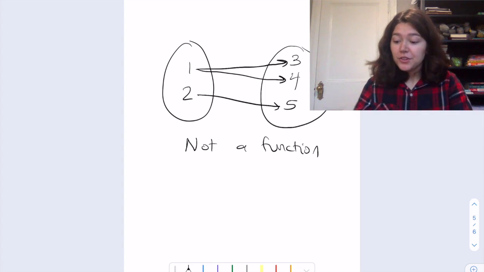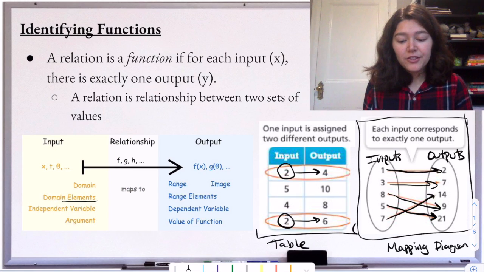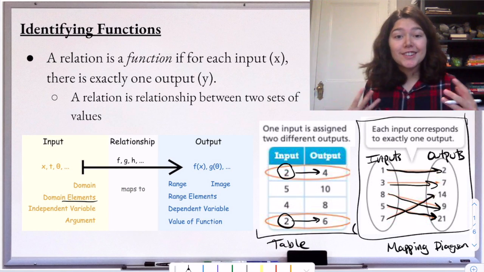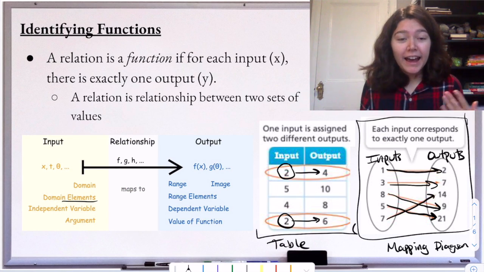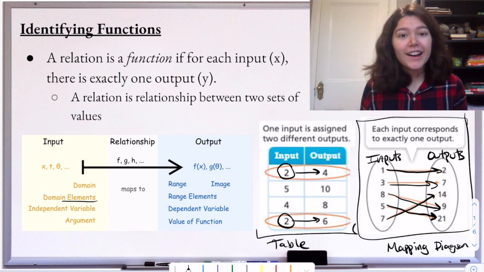So don't forget, the main idea to get in our heads is that the definition of a function is for each input, there is exactly one output. Whenever I have that input, I know exactly what I'm going to get as my output. Great job, everyone.